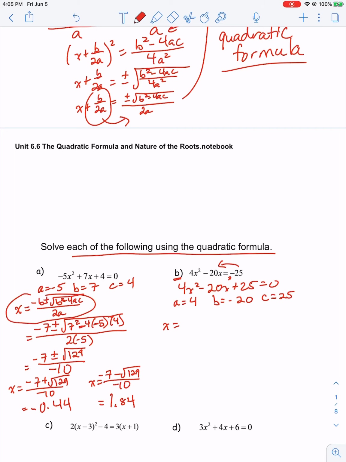Opposite b, b is -20, so opposite b is +20, plus or minus the square root of -20 squared minus 4 times 4 times 25, all over 2a, which is 2 times 4. So that's 20 plus or minus the square root. Negative 20 squared is positive 400.